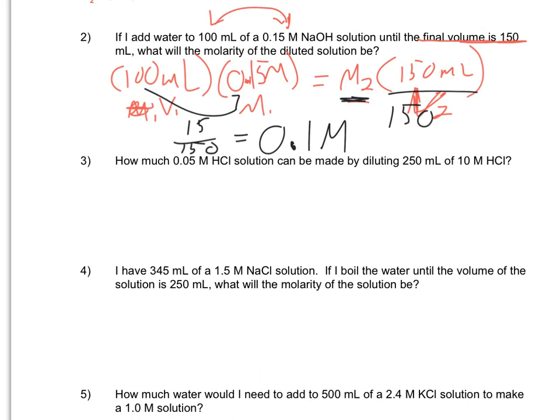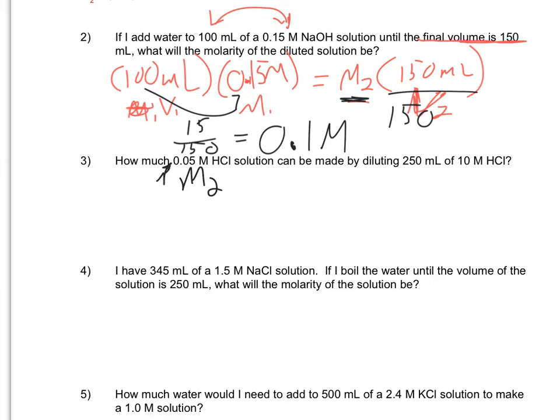So how much of a 0.05 molar solution can be made by diluting 250 milliliters of a 10 molar solution? Okay, so again, the hardest part, honestly, for these problems is figuring out what is your starting molarity or starting volume and what's your final molarity or final volume. So this is actually our M2, right? This is what we're trying to get to. This is what we're making.